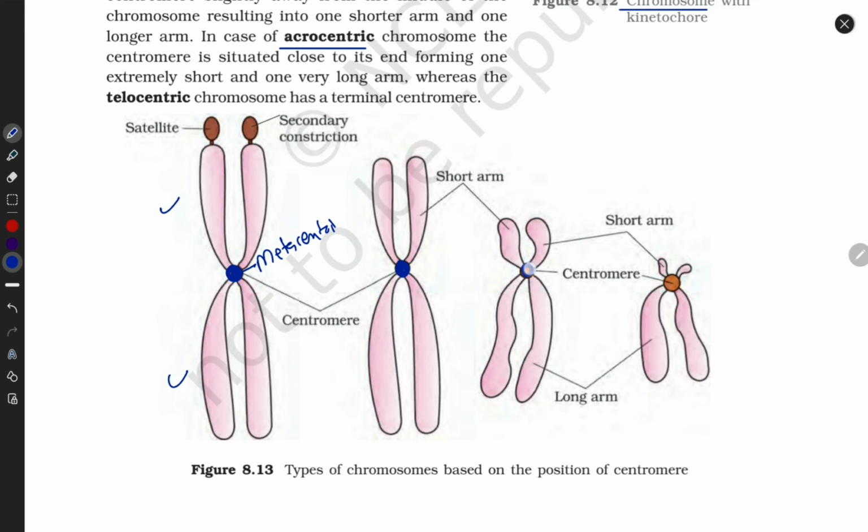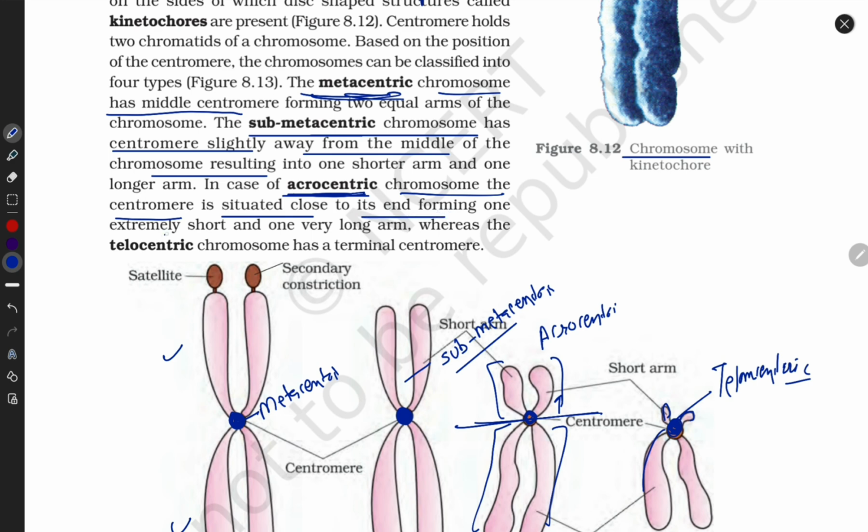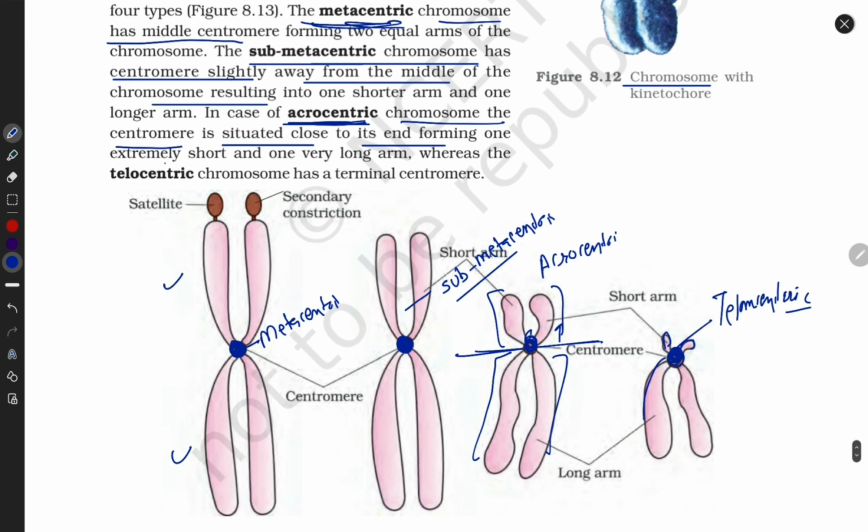If they are present unequally, at the top side of the chromosome, this arm is unequal, this arm is unequal, we call it acrocentric. If this centromere is at the top of the chromosome, look here, we call it telocentric. Look here, the submetacentric chromosome has a centromere slightly away from the middle of the chromosome. And the metacentric chromosome has a middle centromere. This is the middle centromere, this is slightly away from the middle, we call it submetacentric. And in the acrocentric chromosome, the centromere is situated close to the end, forming one extremely short arm, and it is present in the ending, terminal part of the chromosome.